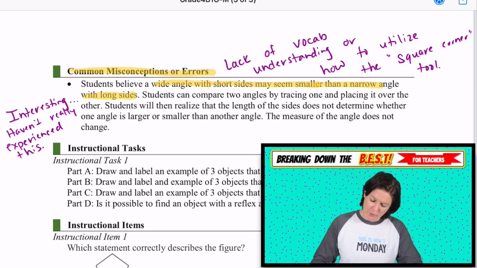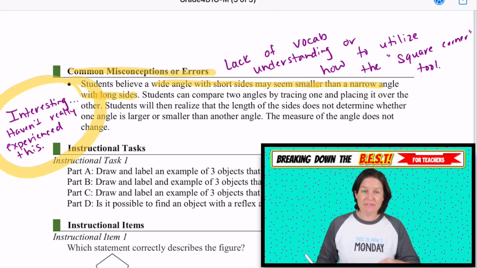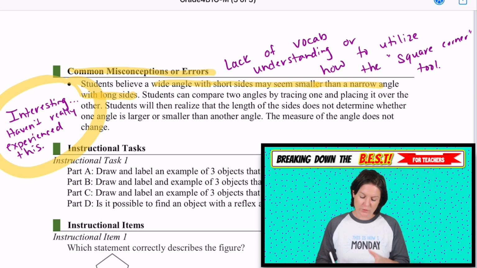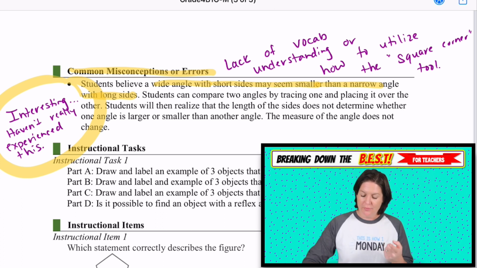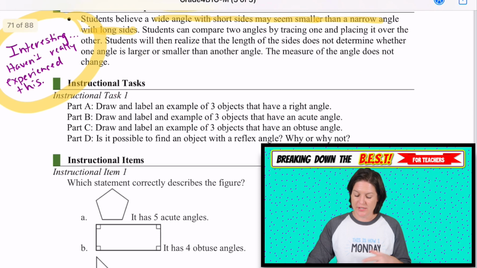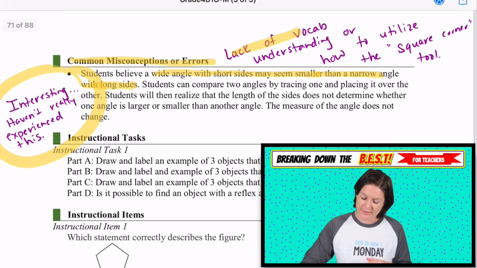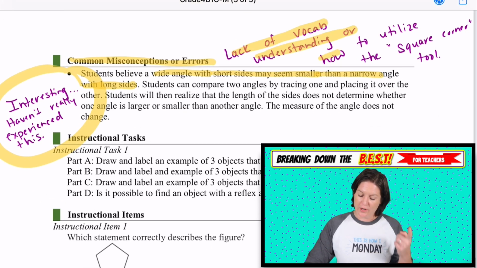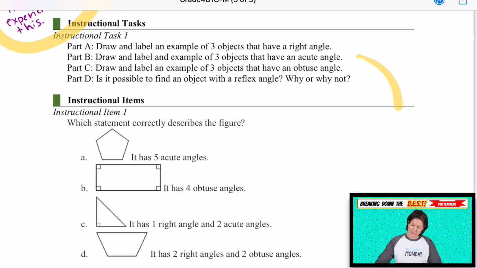And I just said for this whole thing right here that this is interesting, but I haven't really experienced this quite as a misconception. More of the misconception that I think students have is just the lack of understanding of how to utilize the square corner tool. Okay, and then here we have just some examples of what this standard looks like in action.